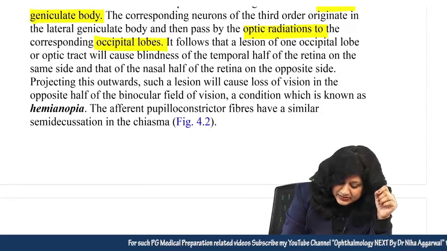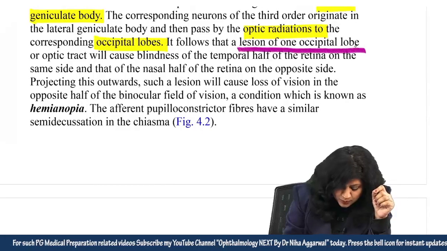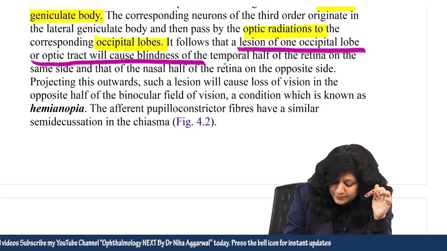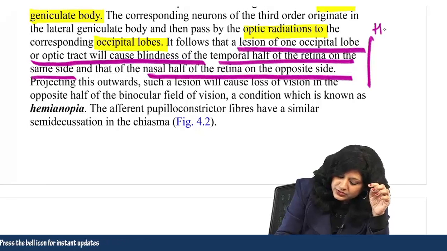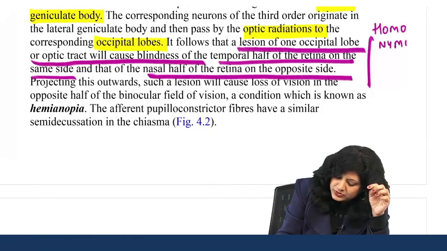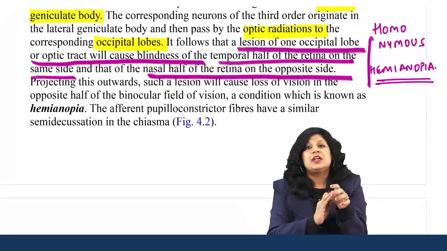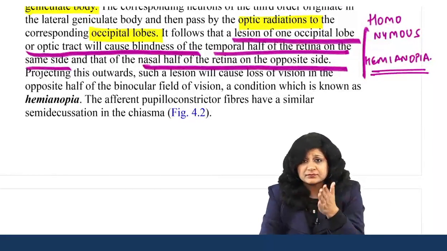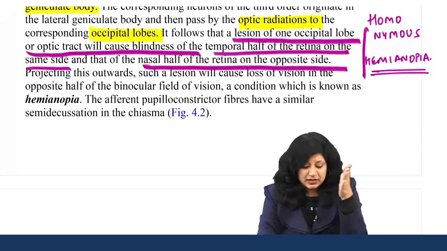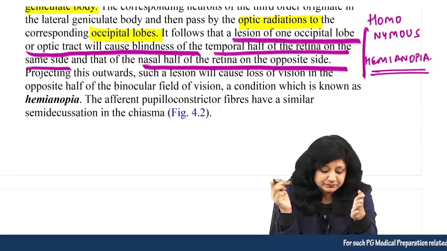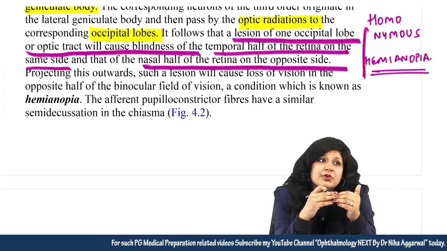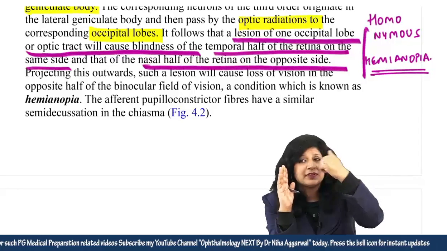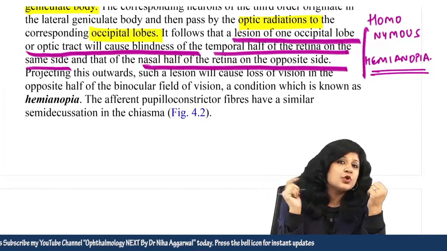Now what they are saying is that a lesion of one occipital lobe or the optic tract will cause blindness of the temporal half of the retina of the same side and the nasal half of the retina on the opposite side. So basically they are talking about homonymous hemianopia. If we have a lesion in the optic tract or after that, you will have a problem in the visual field of the temporal fibers of the same side and the nasal fibers of the opposite side, because this is the distribution. Because you have the temporal half of one side and the nasal half of the other side, obviously you will have the same side of both fields going. So that is called homonymous hemianopia, right?